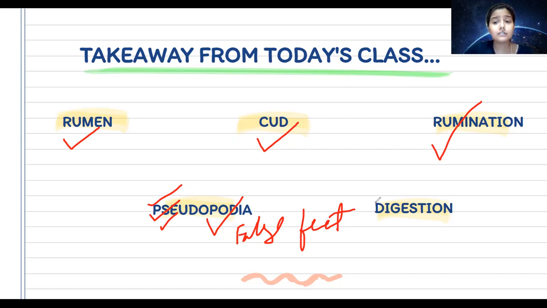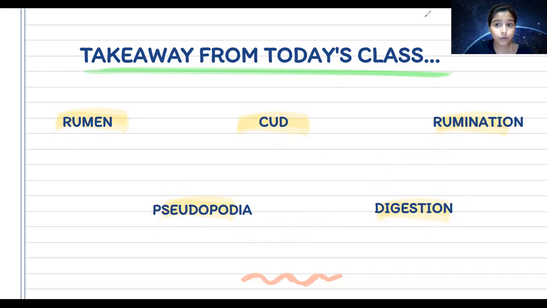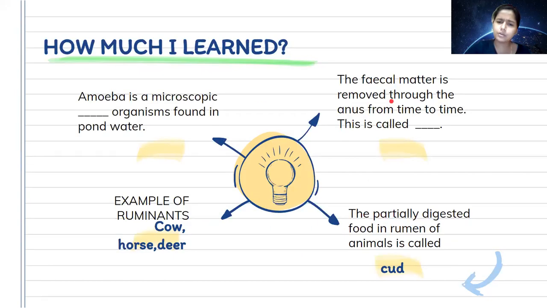Then we have digestion. Digestion is again one term which we are very much familiar with. In this chapter of digestion in animals, we talked about the definition of digestion in detail. In my previous video, I explained digestion in human beings. In this video, we talked about digestion in ruminants and digestion in amoeba. So I hope till this point, everything is clear. And if you have any doubt, you can ask me in the comments, all right?